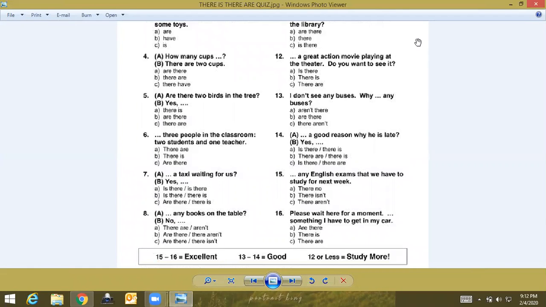There is a great action movie playing at the theater. Do you want to see it? Very good. Do you like movies? Yes, I like. People, do you like movies? ¿Te gustan las películas? I like movies.